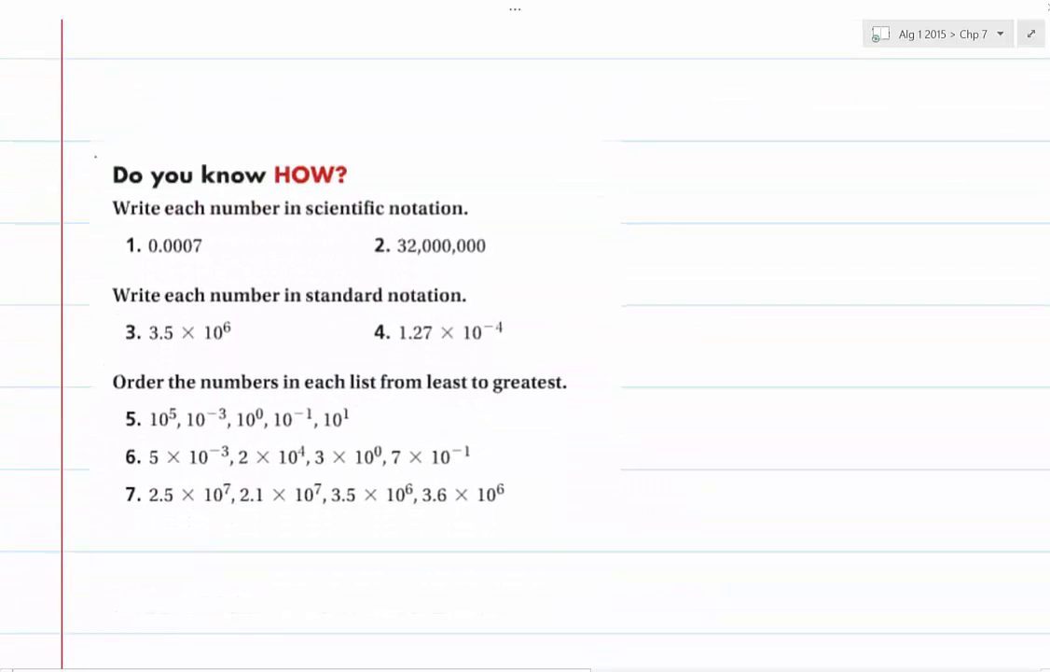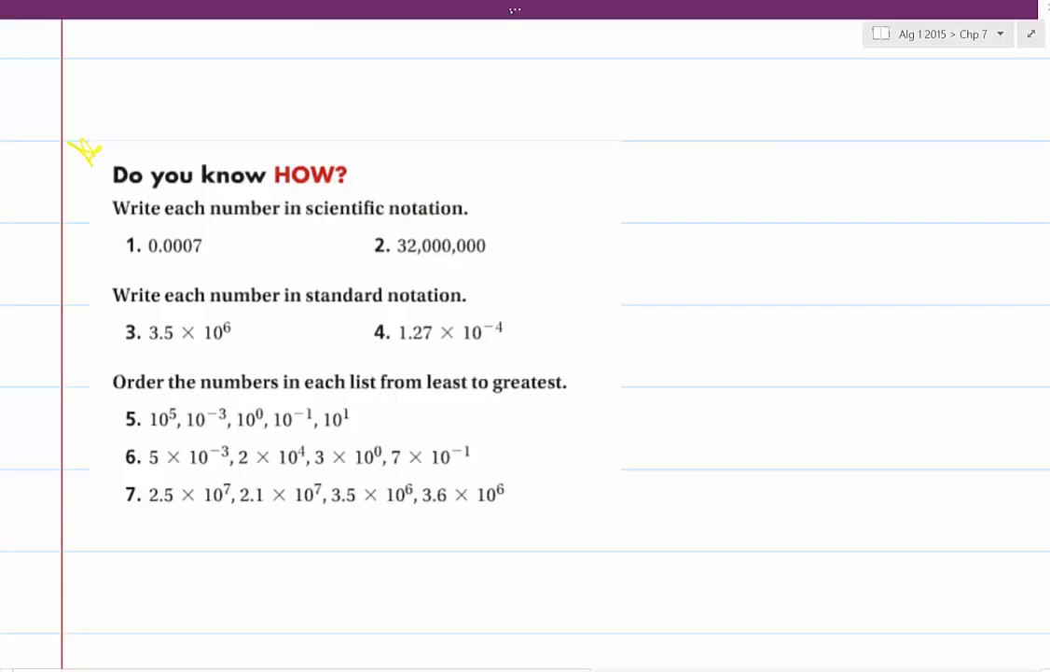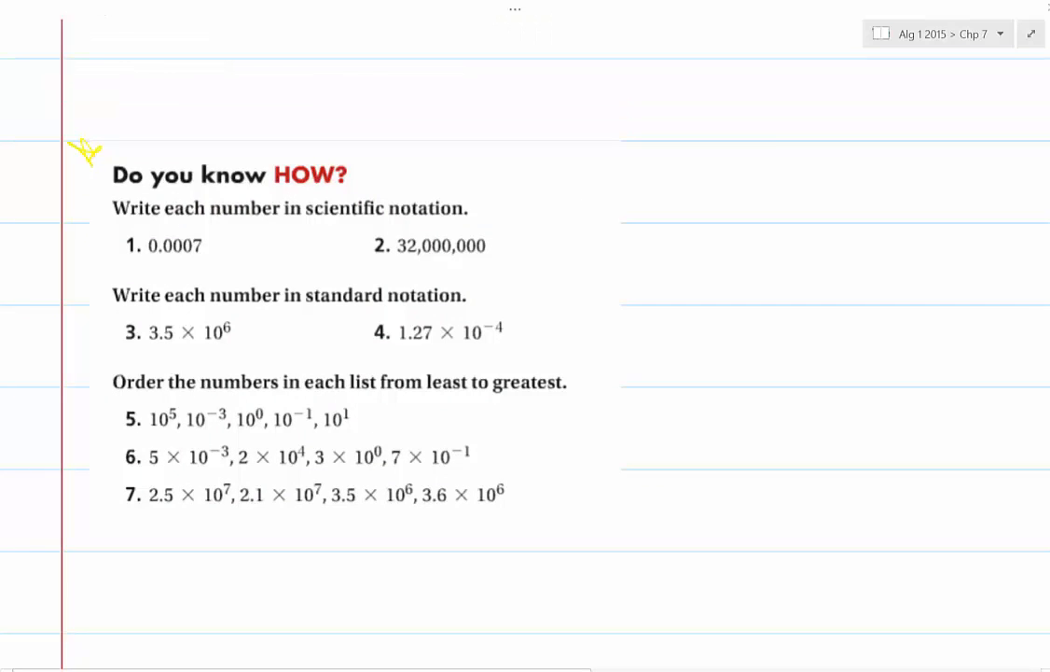Alright, so you should be able to go through your Do You Know How and check those in your group. Okay. In proper scientific notation. In standard notation, that means to write it out. And then to order them, right? We can just say 1, 2, 3, 4. Make sure you go least to greatest.